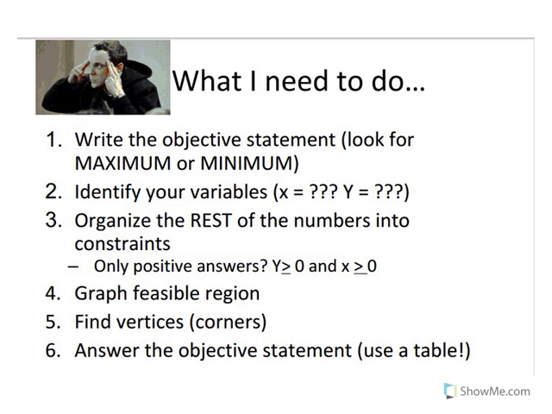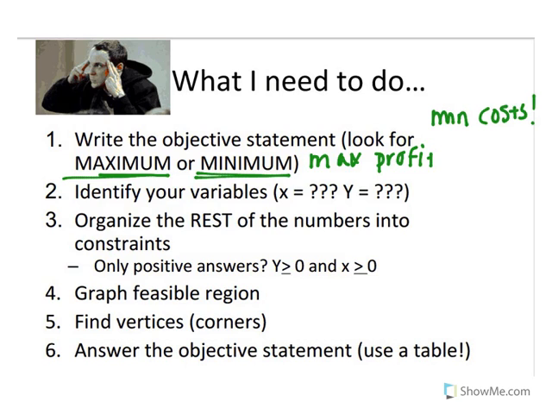When I look for the objective statement, I'm looking for the words maximum or minimum. Typically I want to maximize profit. I probably want to minimize costs, but that's the type of thing I'm looking for. I want to identify my variables. Once I've written my objective statement, it's easier to identify what my x and my y are. You're required to write those out. The rest of the information I need to organize.